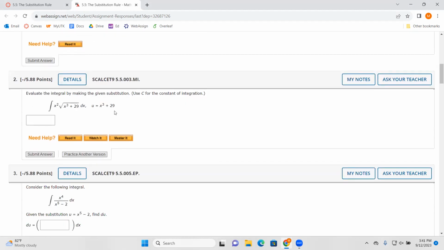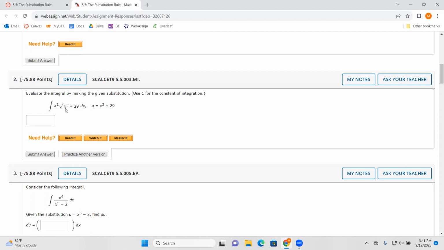I guess similarly in number 2, they give you the u straight away, but whether or not you knew the u, because when you're working these substitution examples in practice, often you're not given the u, you sort of need to detect that the u is there. Well, you could notice that the x cubed plus 29 is contained within the square root. That's a sign of the chain rule having occurred. You've got a function inside a function.